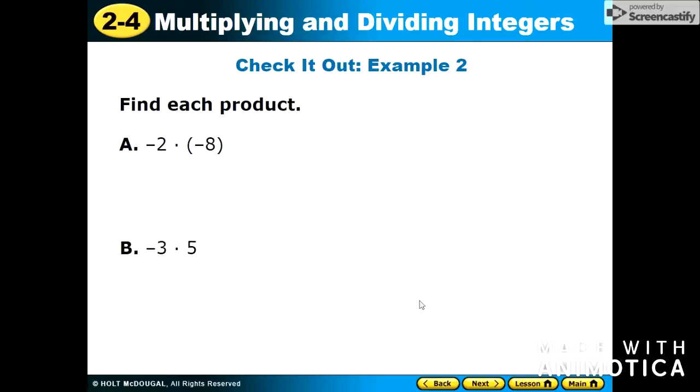All right, flip over to the back for the check it out. Pause the video, see if you get it right. All right, -2 times -8, they have the same sign, so I'll have a positive answer, and 8 times 2 is 16. That's going to be positive. And the next one, I have a negative and a positive, different signs. My answer is going to be negative, and 3 times 5 is 15. So -15 would be my answer.